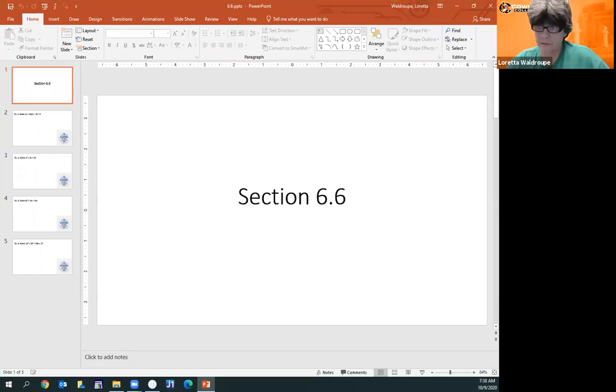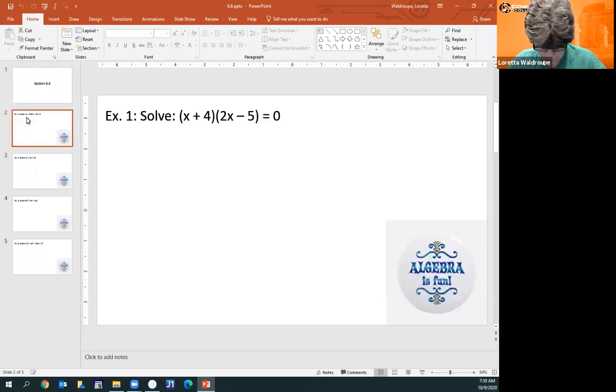Hi everyone, this is your lecture for 6.6, and in this section we're going to solve quadratic equations, not just factor them but solve them.